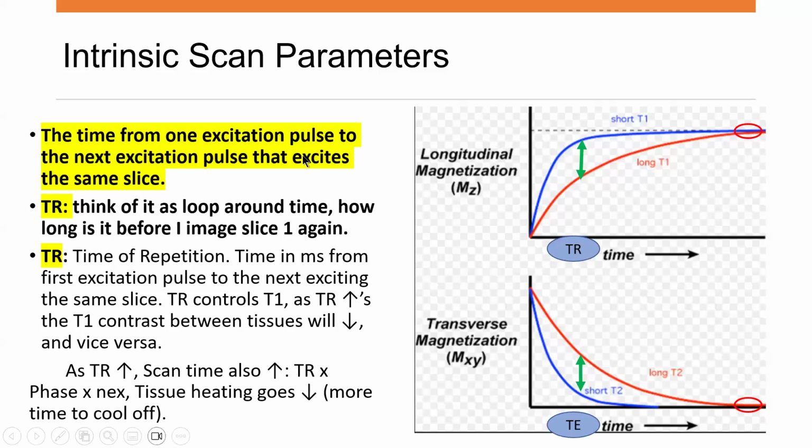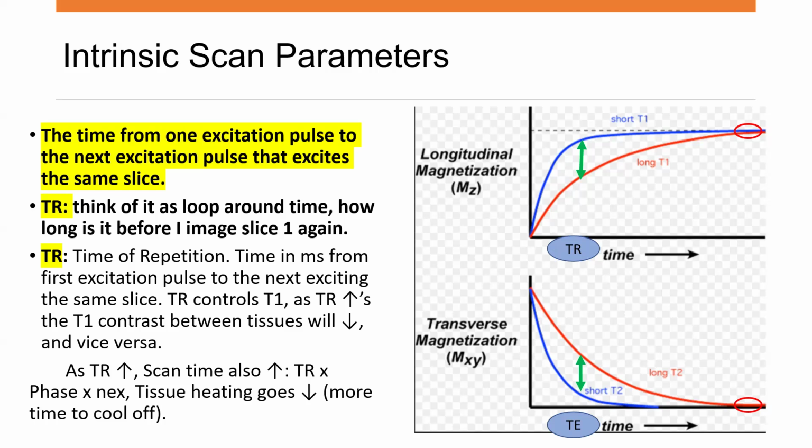All right, now let's get into some of the nitty gritty here. All right, so parameters, TR. So the definition of TR is the time from one excitation pulse to the next excitation pulse to excite the same slice. Key word here is same slice. The definition is not from one excitation pulse to the next excitation pulse. Nay, nay. It's from one excitation to the next that excites the same slice.